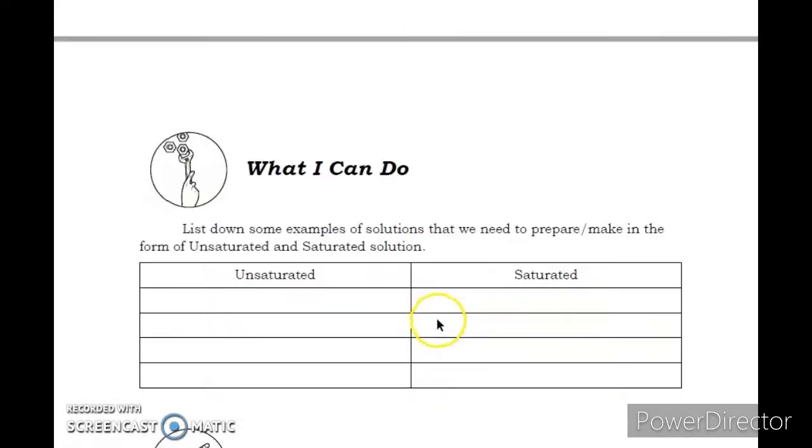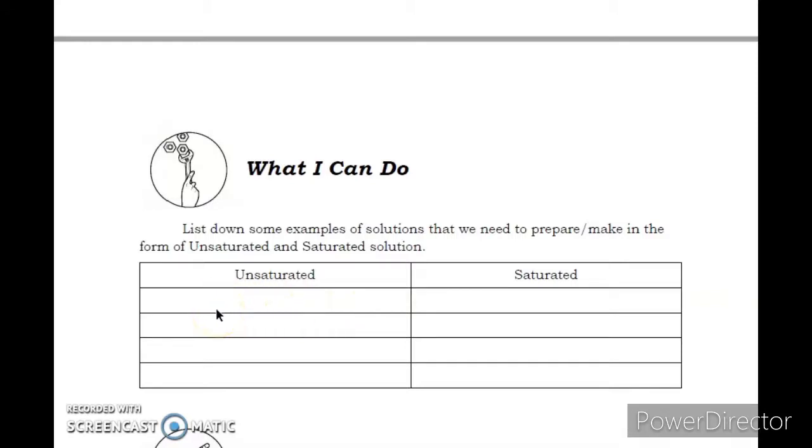Okay, let's proceed now with the what I can do part. So we're going to list down some examples of solutions that we need to prepare or make in the form of unsaturated and saturated solution. So you're going to make a table like this on the first column for the unsaturated and on the second column for the saturated solution. Let us give an example.